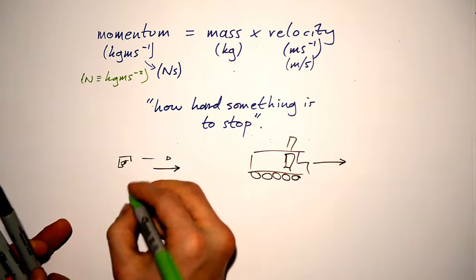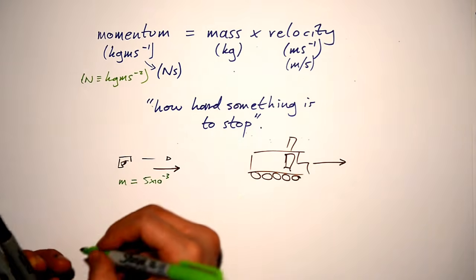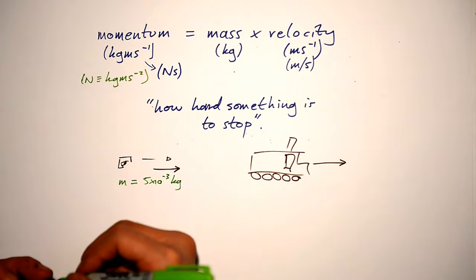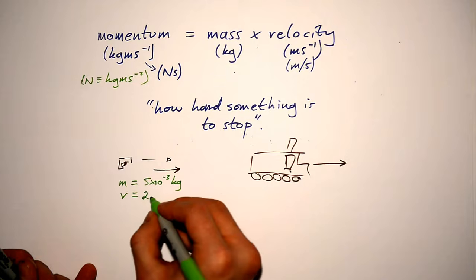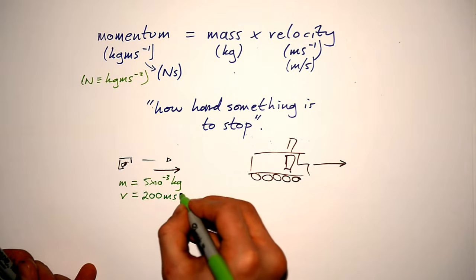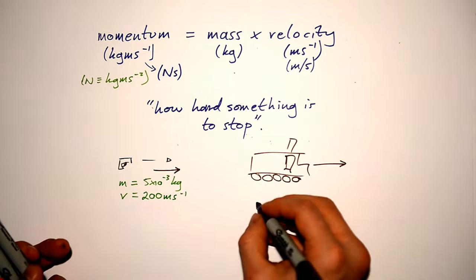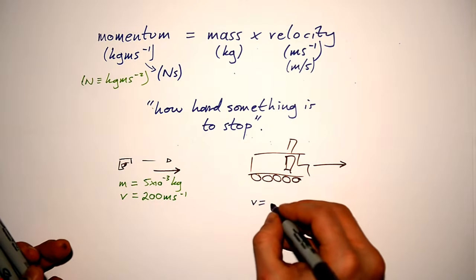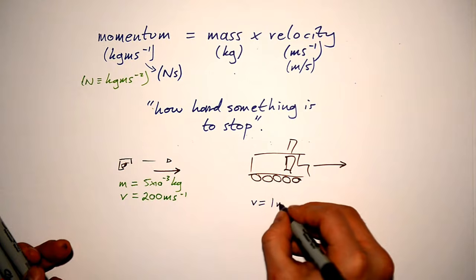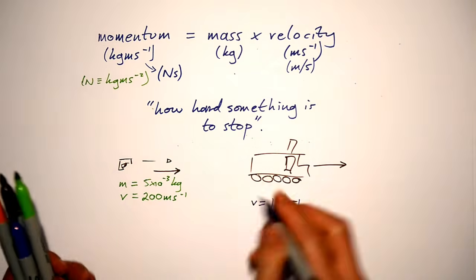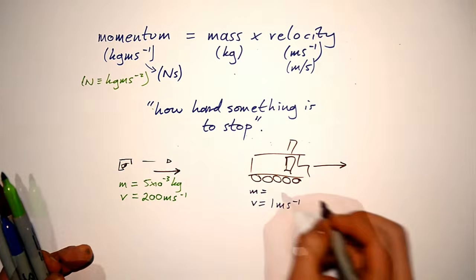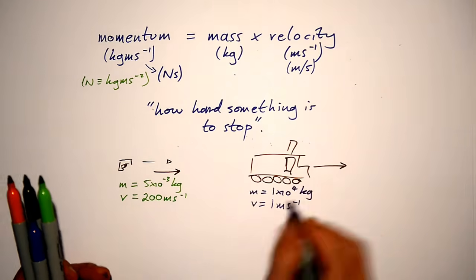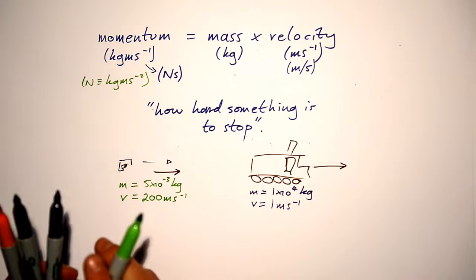Now the mass of the bullet is 5 times 10 to the minus 3 kilograms. In other words, it's 5 grams. It's travelling at a speed of 200 meters per second. The train, on the other hand, is travelling pretty slowly. It's sort of just setting off, as it were. 1 meter per second, but its mass is 10 tons, 1 times 10 to the 4 kilograms. What's the momentum for each of these?